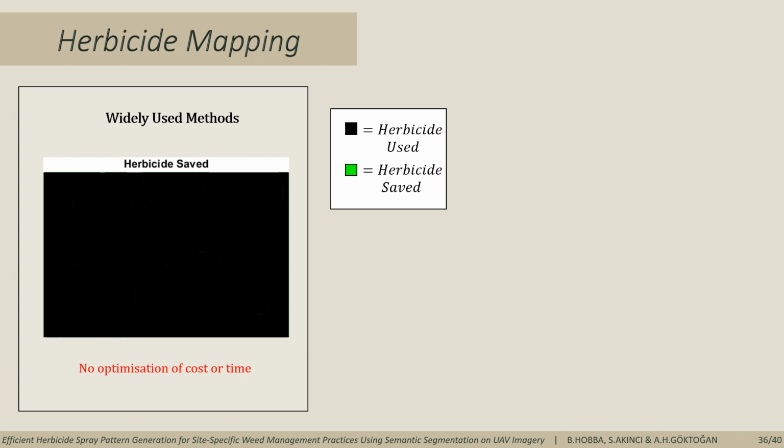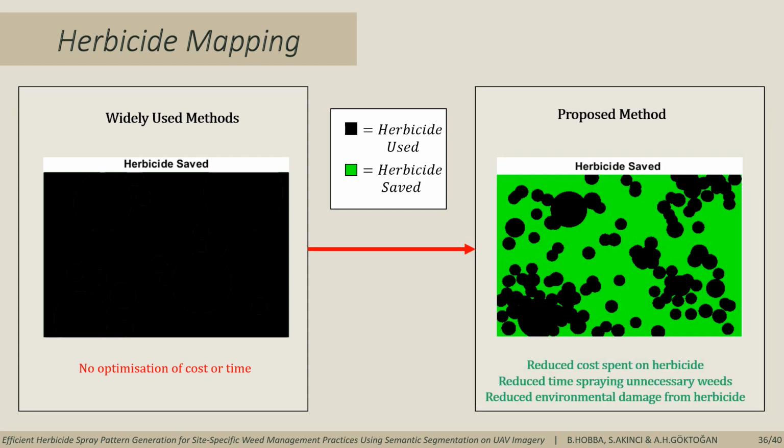Widely used methods completely spray fields with herbicide, whilst this paper's algorithm proposes a successful method which can perform site-specific weed management. Which one shows more green? This method reduces expenditure, time, and environmental damage associated with herbicides.